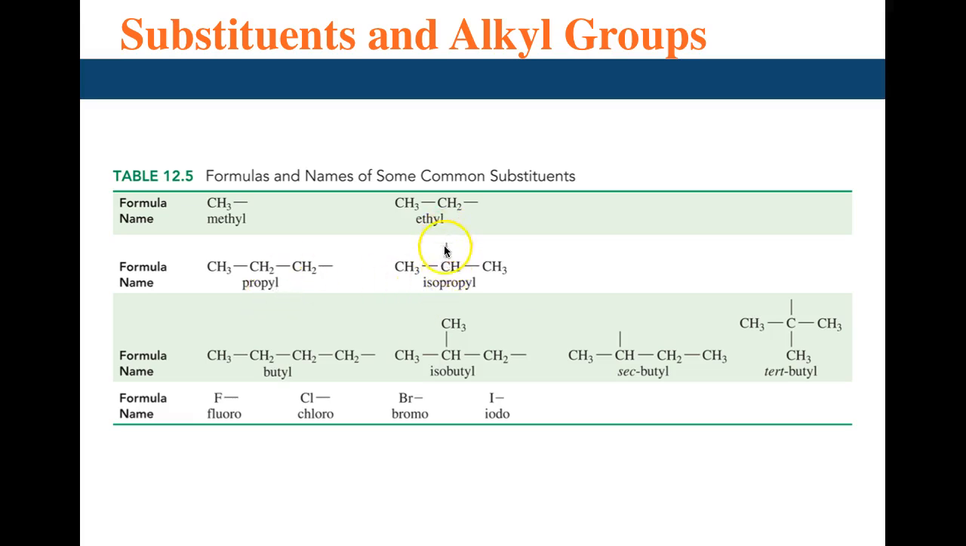Now if the branch is at the end of those 3 carbons, it's propyl. If the branch point is on this middle carbon, it's called isopropyl. And then you have butyl, 4 carbons. If you have a branch point somewhere in the middle, secondary butyl. If you have a branch point like so with the 3 CH3s around a middle carbon, tertiary butyl, and then isobutyl kind of looks like this. And then you have fluoro, chloro, bromo, and iodo, which are the halo substituents.